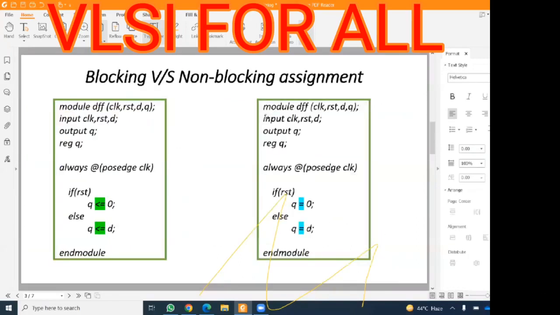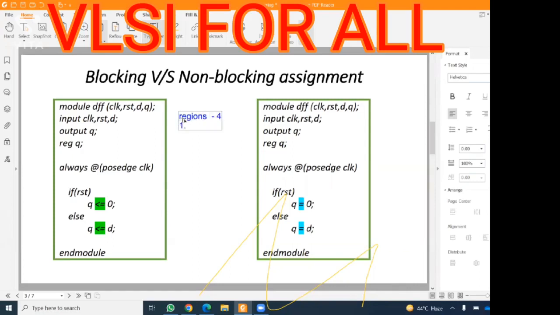Very basic but very important. Blocking, non-blocking, right? So this is a representation of a blocking assignment, equals to, and this represents a non-blocking assignment, less than equals to, right? So how many regions do we have in Verilog? Anyone? How many? Regions. 4 regions. Okay, 4 regions.